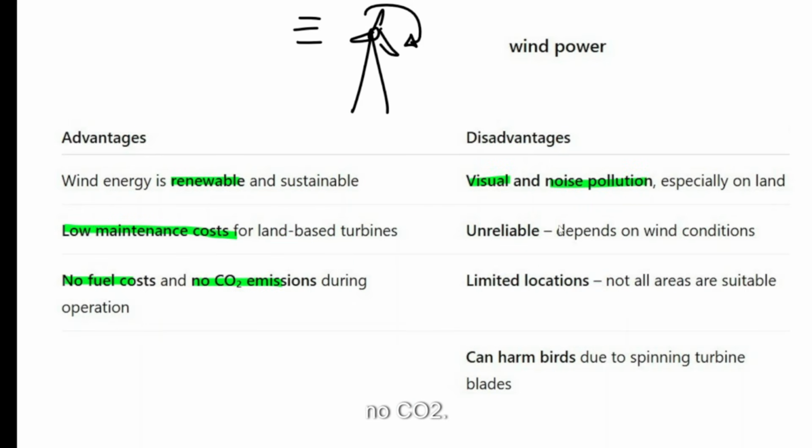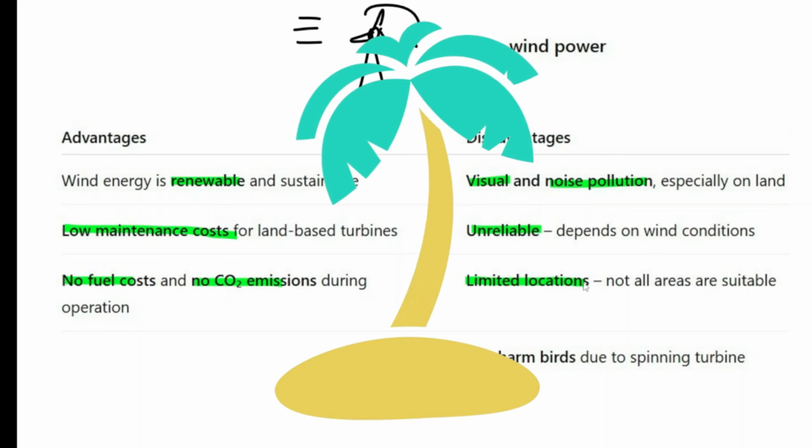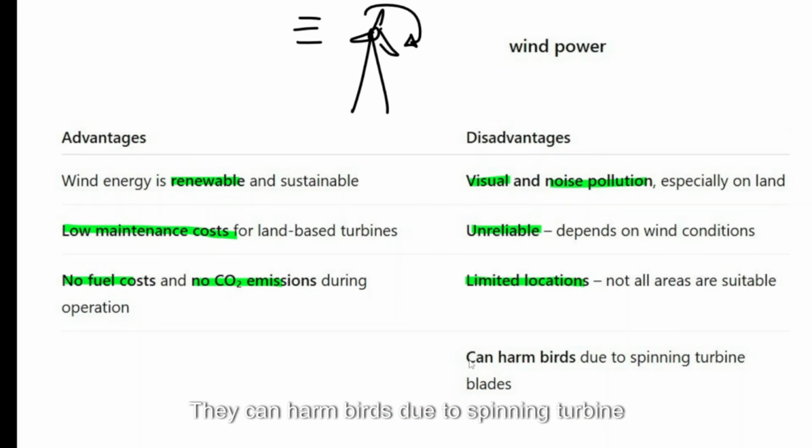No CO2. Cons are visual pollution and noise pollution. Also, it's not reliable, depends on the wind and limited possible locations. You can't use it in any place you like. Usually the ideal locations for these are the most expensive land, like the ones in the seashore. They can harm birds due to spinning turbine blades. Unfortunately, sometimes we can find dead birds under wind turbines.